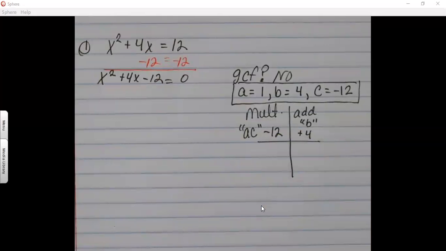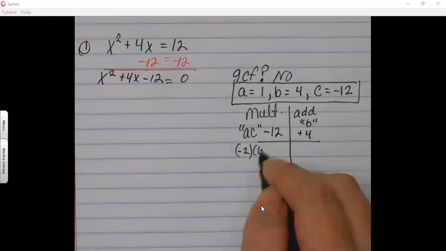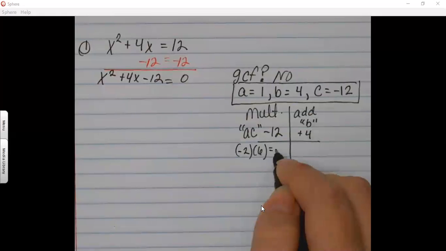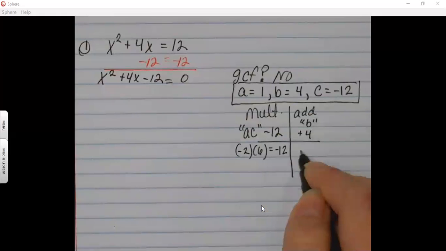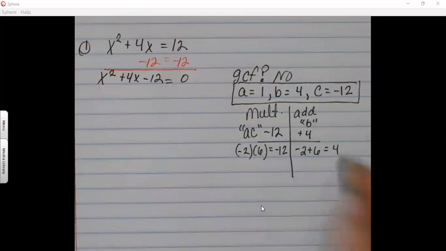All right, let's see. Well, we haven't solved it yet. You'll see what I'm talking about. So -2 times +6 does give me -12, and -2 plus 6 does give me +4. So that works, right? The -2 and the +6. So we make two sets of parentheses.